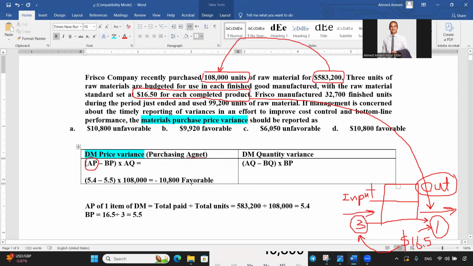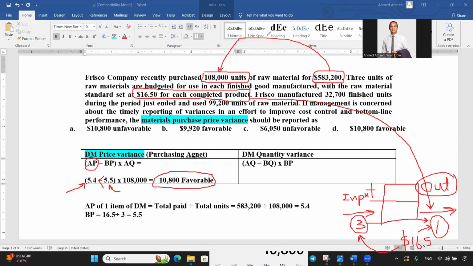Why is this variance favorable? Because the actual price was less than the budgeted price. The purchasing agent purchased the direct material for 5.4, while we were budgeting to purchase one item for 5.5. So he was clever enough to purchase at a much lower price. So the variance will be favorable.